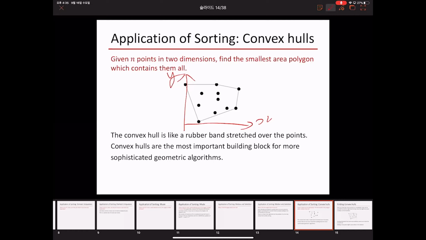So data is XY position. How can you find the convex hull quickly?